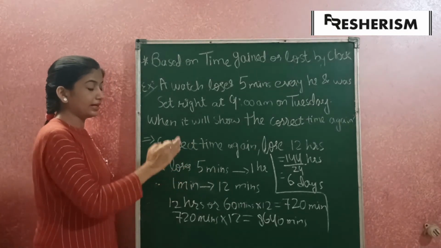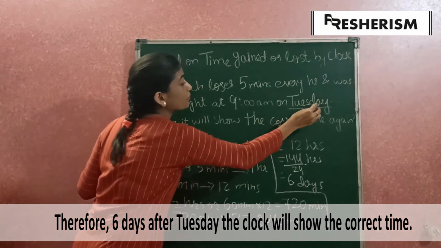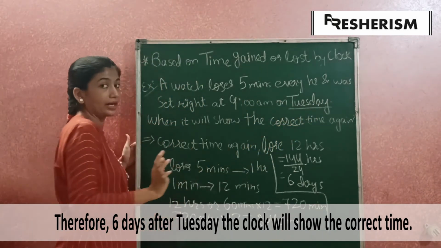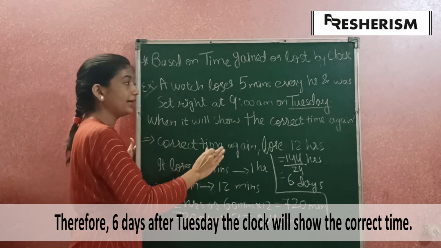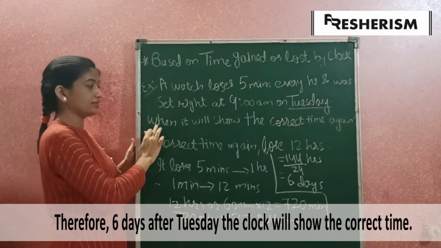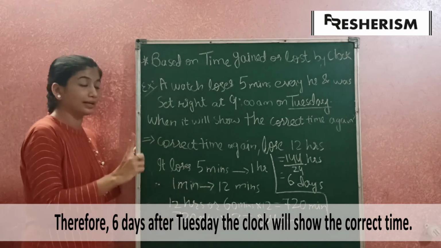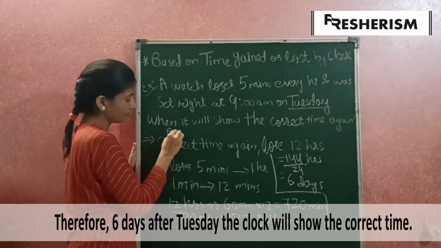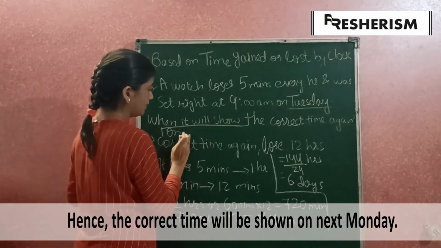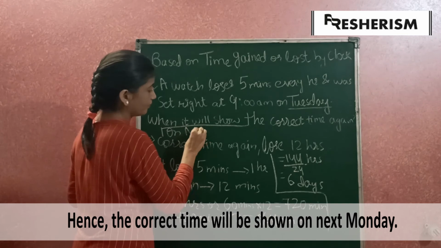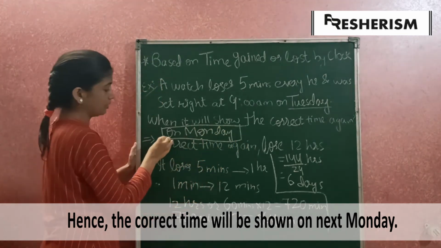So we can say that if we add 6 days from this Tuesday, because on Tuesday the correct time was set, from Tuesday, if we add 6 more days, then the correct time will be shown again. This is our answer. If we add 6 more days to Tuesday, then the correct time will be shown on next Monday. On next Monday, the correct time will be shown.